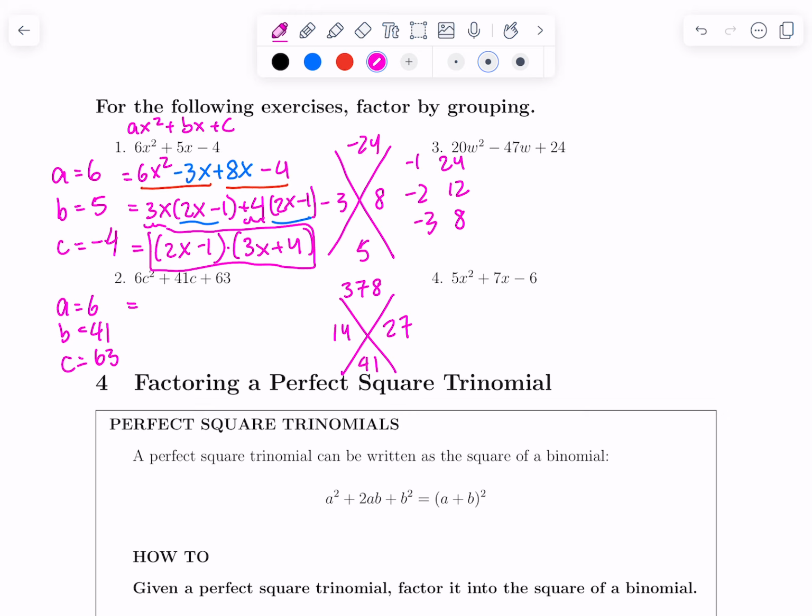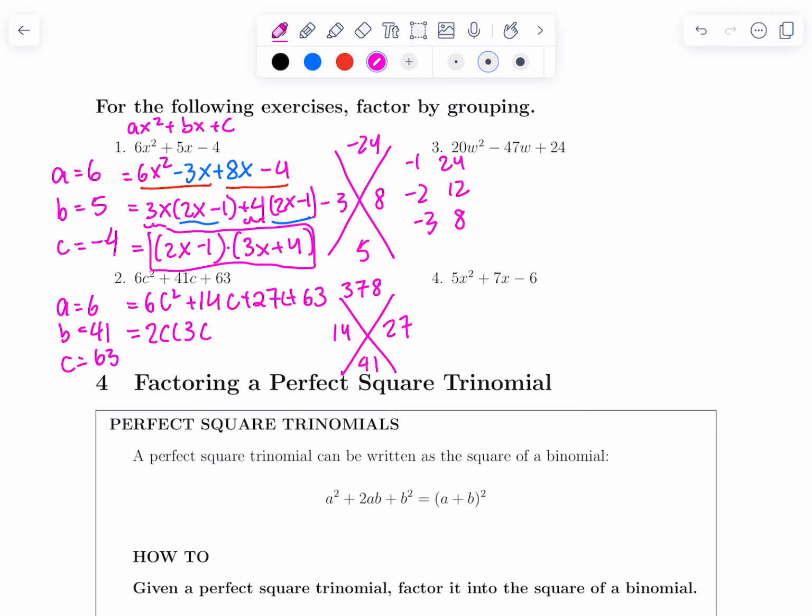So I'm going to rewrite my equation over here to be 6c squared plus 14c plus 27c plus 63. Then we're going to factor out over here: for 6c squared with 14c, I can factor out the 2c.